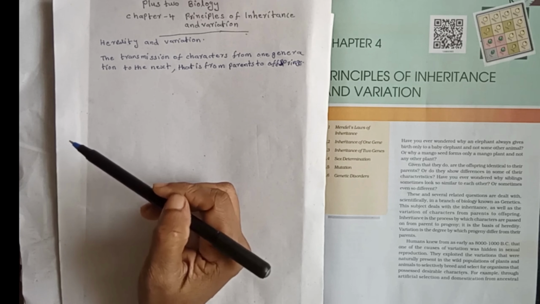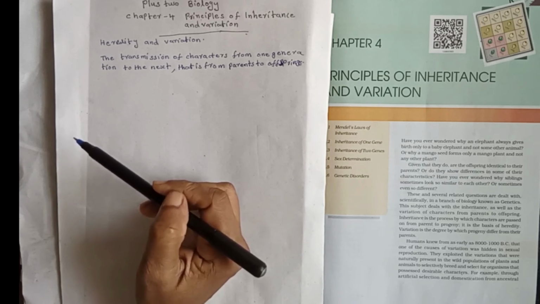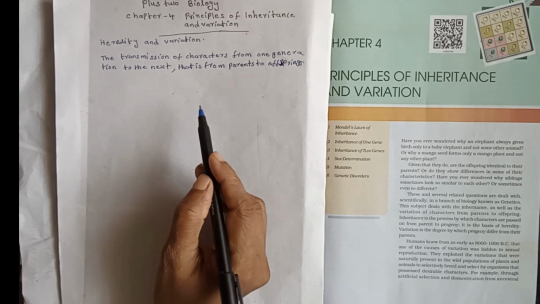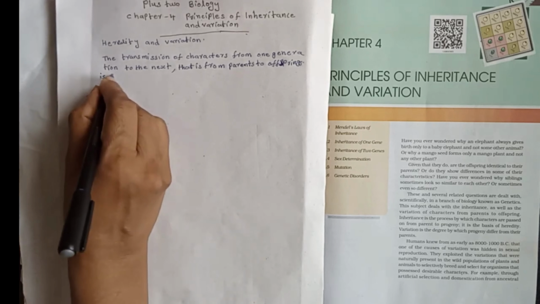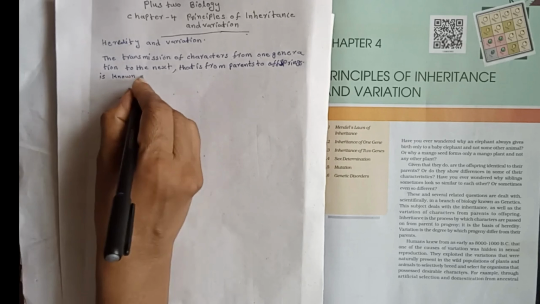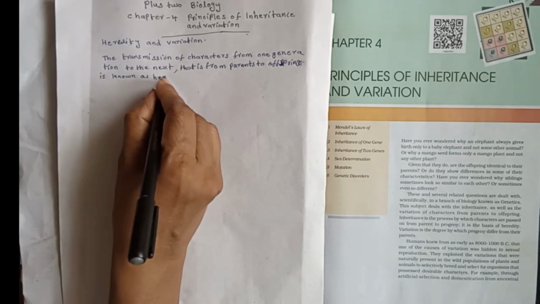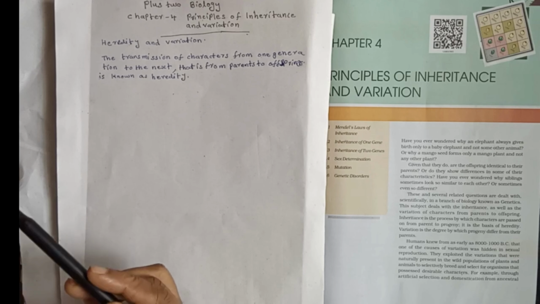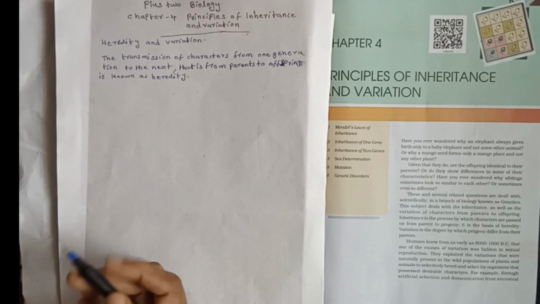Heredity: the transmission of characters from one generation to the next, that is from parents to offsprings, is known as heredity. Characters means all types of characters: physical characters, behavioral characters, intelligence, beauty, looks, etc. These are termed characters in genetics.